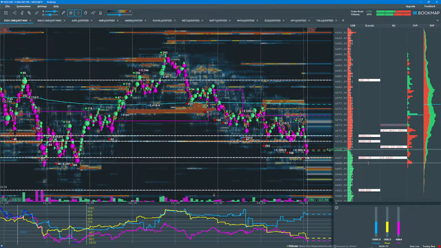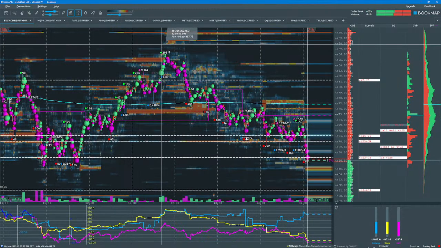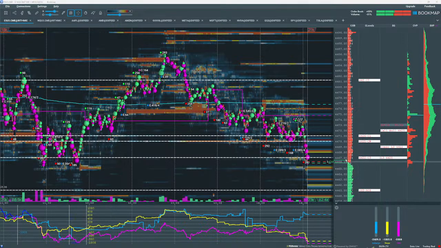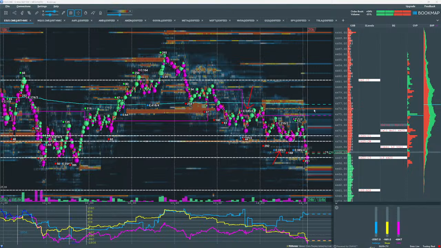Bookmap is very flexible about how you can adjust it to suit your own needs and the way you like to see things. And I'm very color oriented, so I have blue for buy iceberg orders, and I'm showing that below the chart, and then I'm using this pink for sell iceberg orders, and I have that above the chart, above the price line. So that's my preference. That's what makes sense to me, and that's how I like to see it.